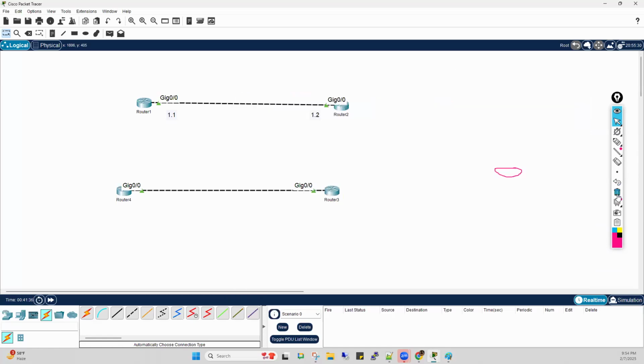Who takes the control of your machine? The admin takes the control of your machine. So guys, basically this is all about Telnet and SSH. I hope you guys understand. Clear?